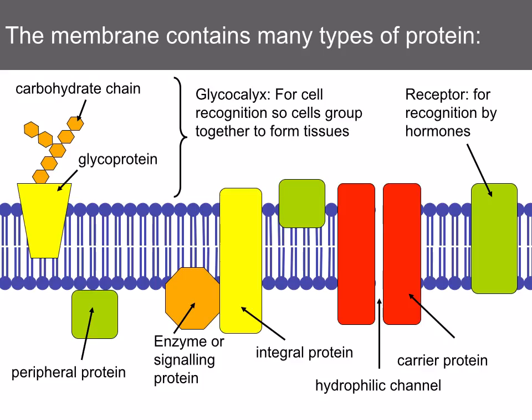If you were to draw it in simple terms, you can see the different parts. Let's start with the peripheral protein. Notice how it's on the outside. You've also got enzyme or signaling proteins. Integral protein spans the whole membrane, as does a hydrophilic channel within a carrier protein. You've got a glycoprotein which is attached to a carbohydrate chain, and then some proteins act as receptors for recognition by hormones.